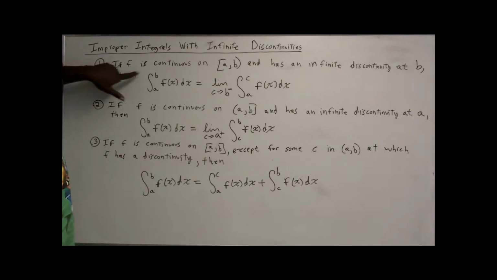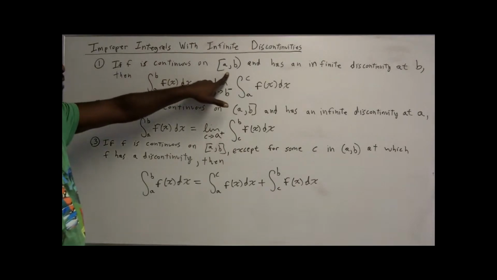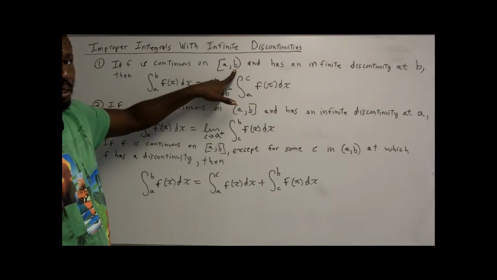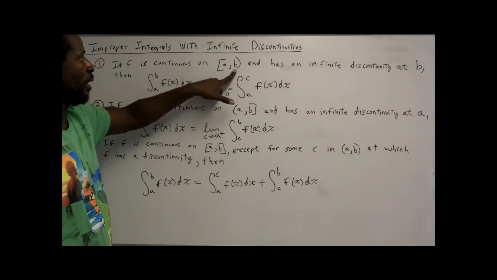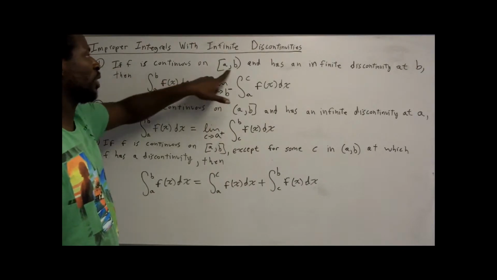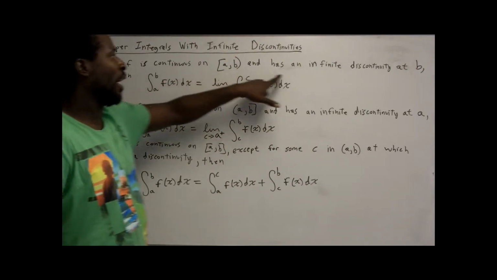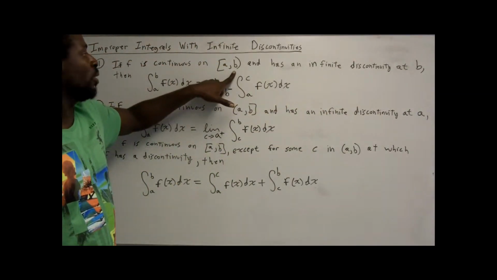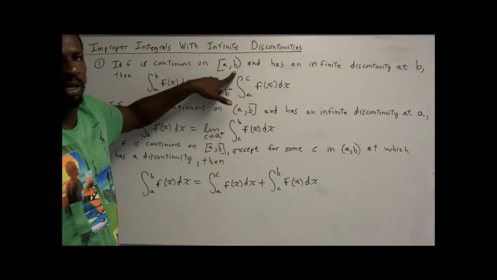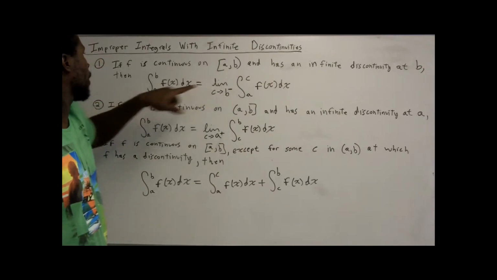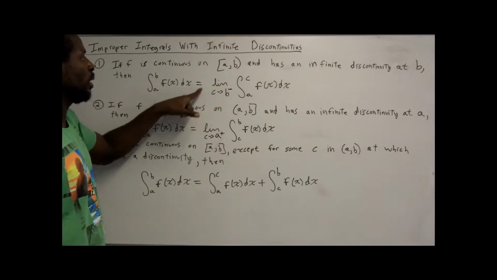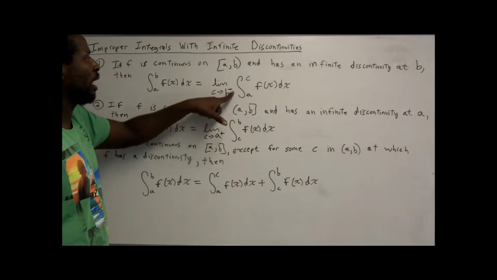So for instance, if f is continuous on this half-open interval, notice it doesn't say that the function is continuous at b. b is excluded from this interval. So we have a function that's continuous on a half-open interval and has an infinite discontinuity at b. The reason it's not continuous at b is because there's a vertical asymptote there. Then the integral from a to b of f of x dx is equal to the limit as c approaches b from the left.